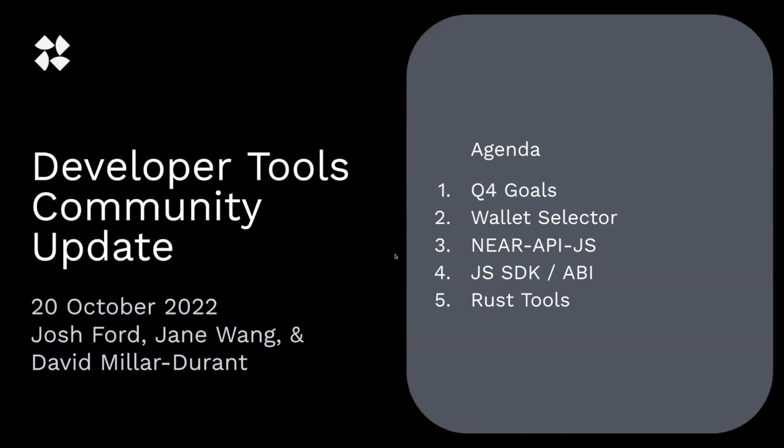No problem. All right, so thanks everyone. So we want to go over the agenda today. First we'll talk about the DevTools Q4 goals, and then I'm going to tell you a little bit about Wallet Selector and what's upcoming. And then we'll be providing an update to Near API.js. This is a library that the community is super involved in, so thank you for giving us feedback here. And then get into a little bit of the JavaScript SDK and our API. And then David will give us updates on the Rust tooling stack. So without further ado, let's get into it.